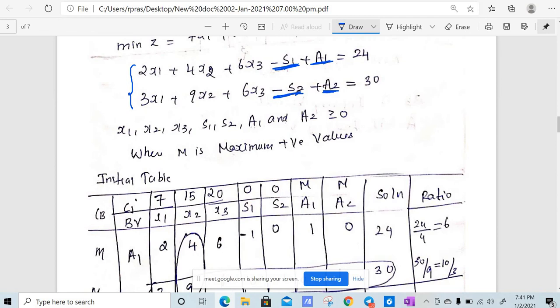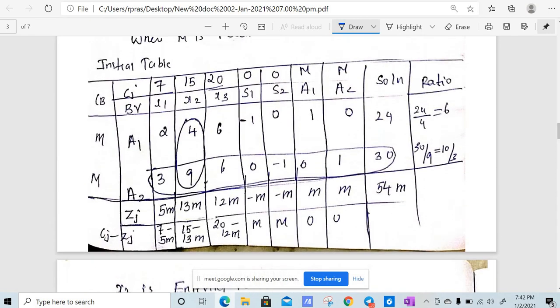So 2, 4, 6, minus 1, 0, 1, 0. Then 3, 9, 6, there is no s1, so 0, minus 1, 0, 1, because there is no a1, so for a2 it will be 1. Our solution is 24, 30. Now you need to form zj.